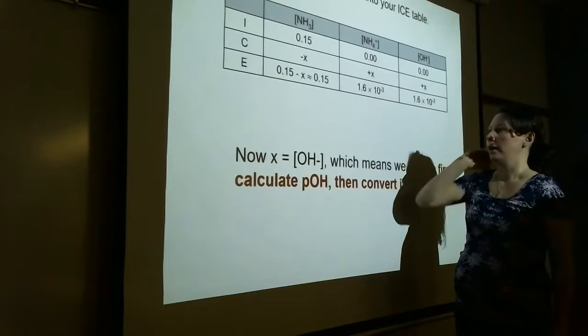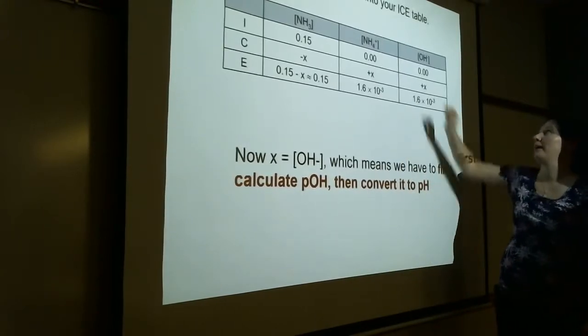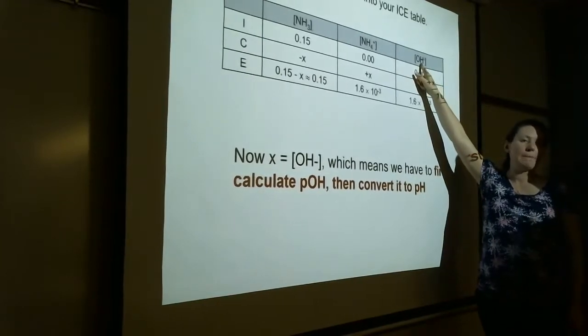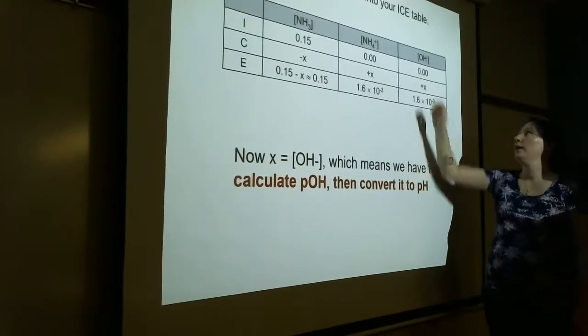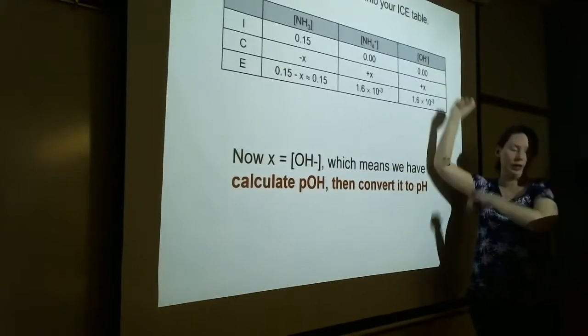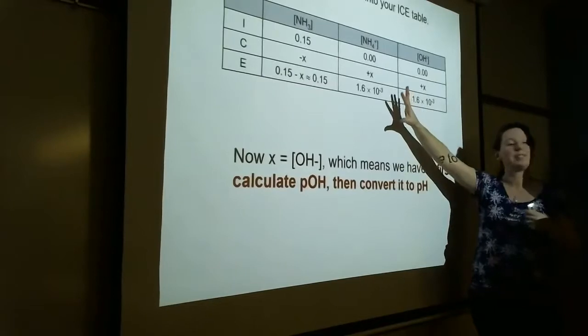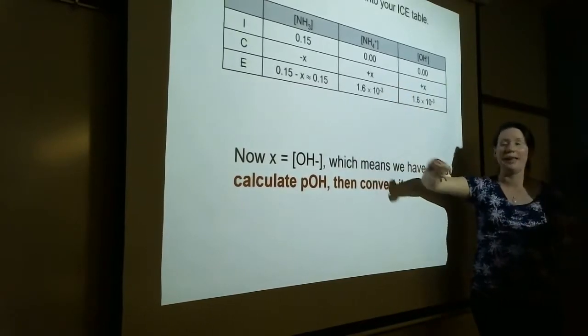So here's where it gets different. Notice, can I calculate a pH from a hydroxide ion concentration? pH is the negative log of H3O plus. I've got to calculate pOH first and then convert it to pH. That's the only main difference. All the ice table and the math that's involved with the ice table is exactly the same.